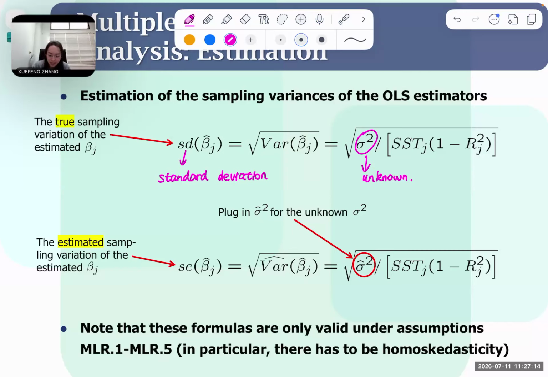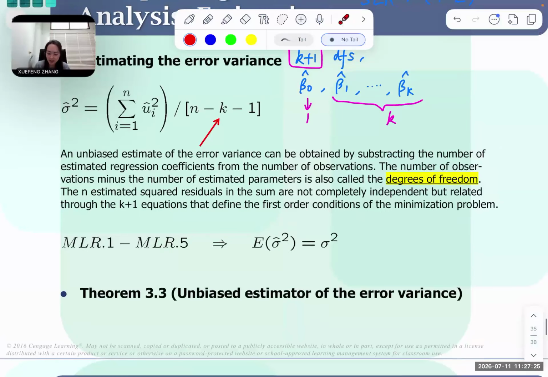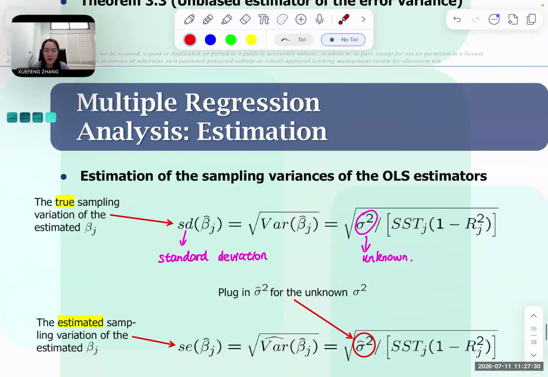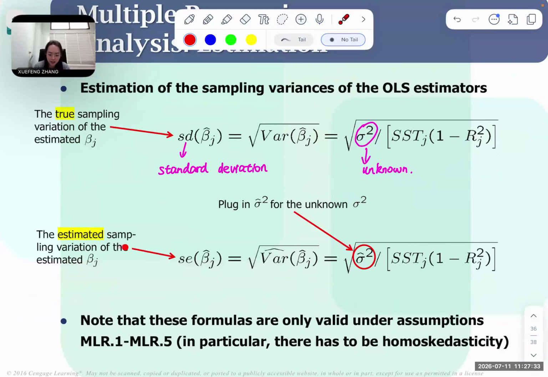So in practice, we plug in sigma squared hat for the unknown sigma squared, okay? Our estimate from the last slide, from here, instead of the true sigma square. So this gives us the standard error of beta j hat equals the square root of the variance of beta j hat. This time, this is our estimated variance with the hat, okay? So here is the standard error.